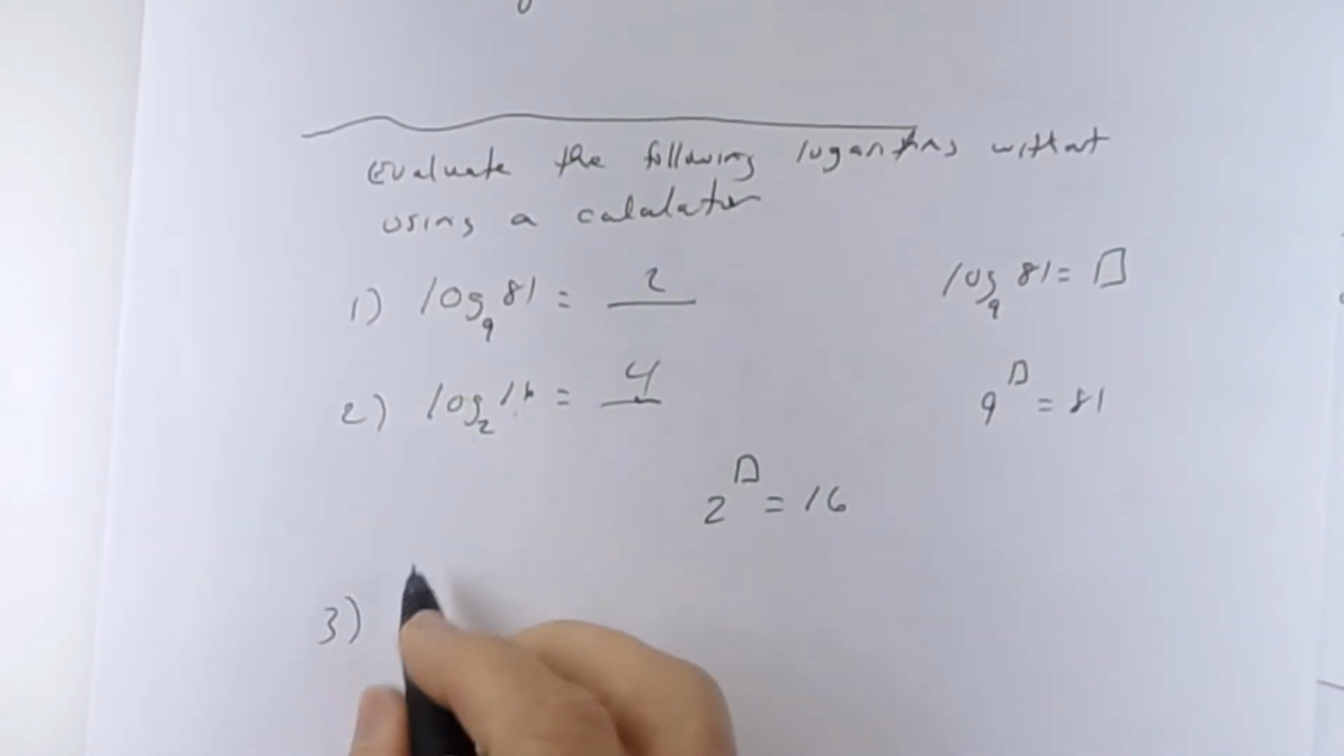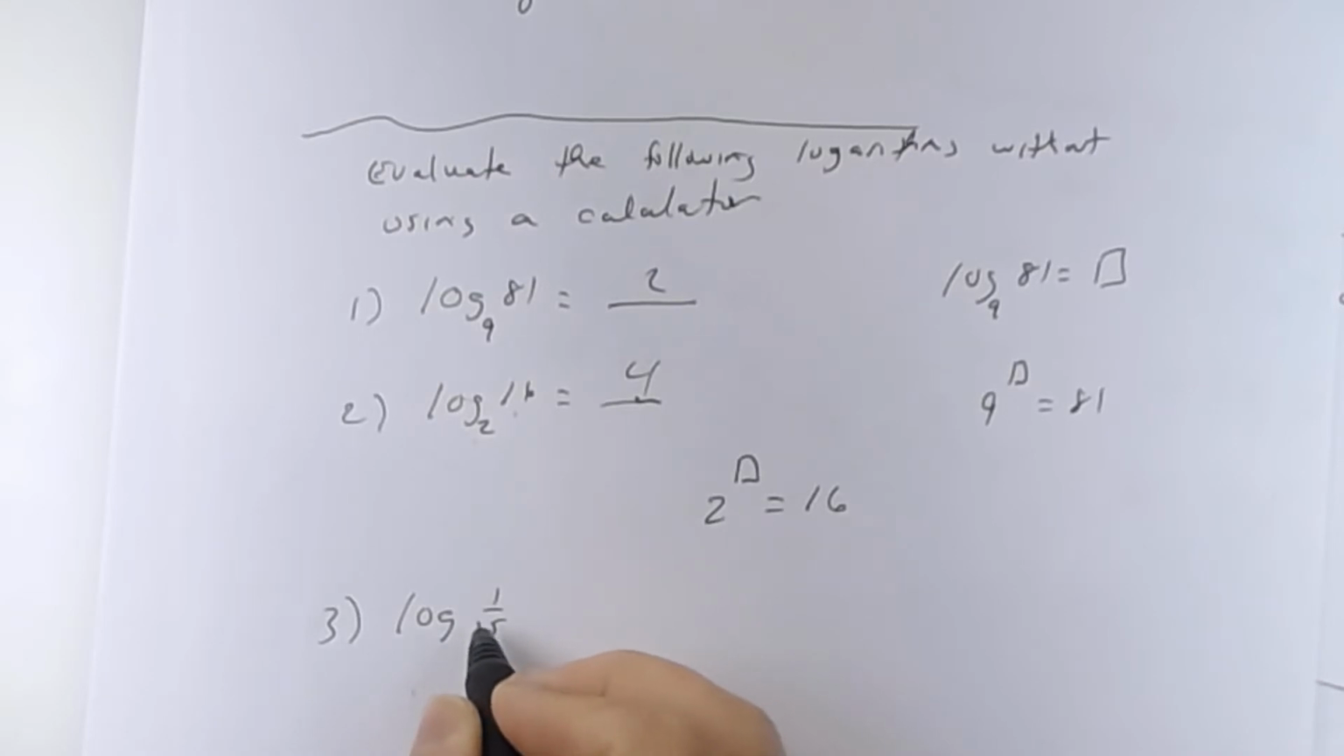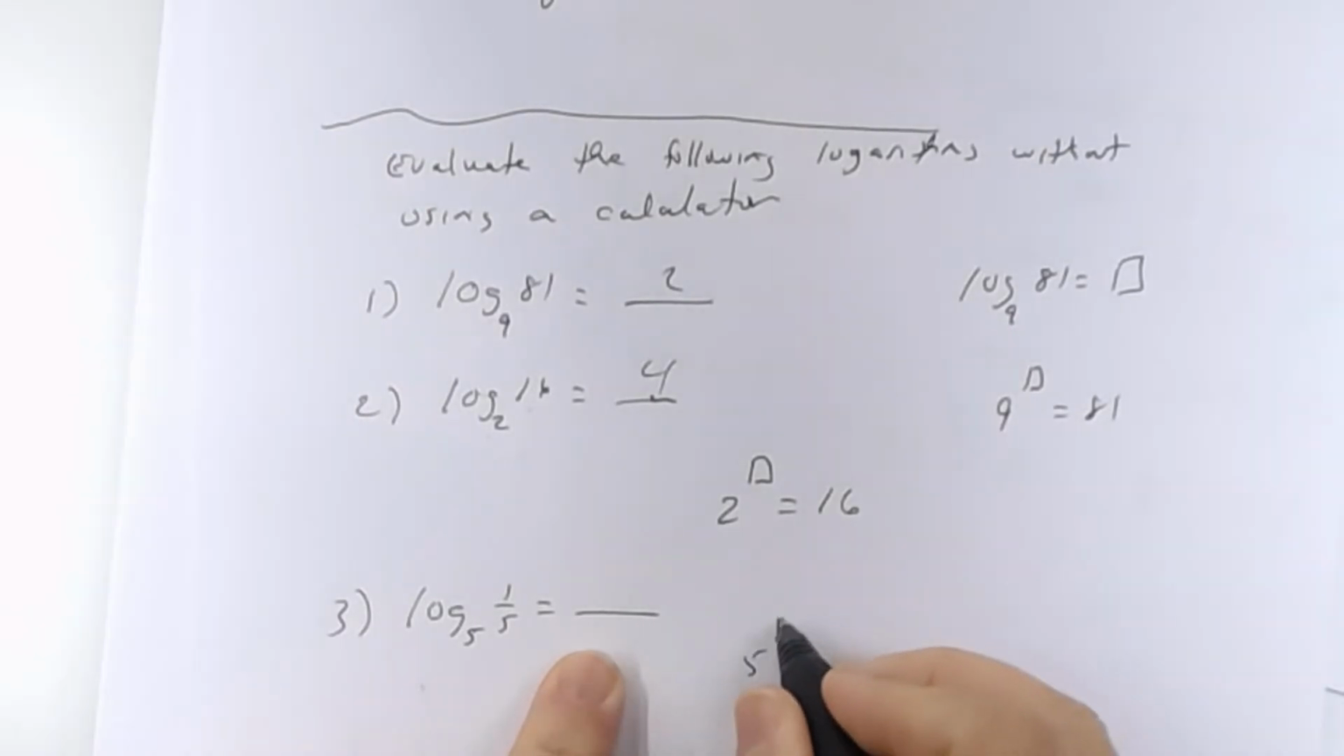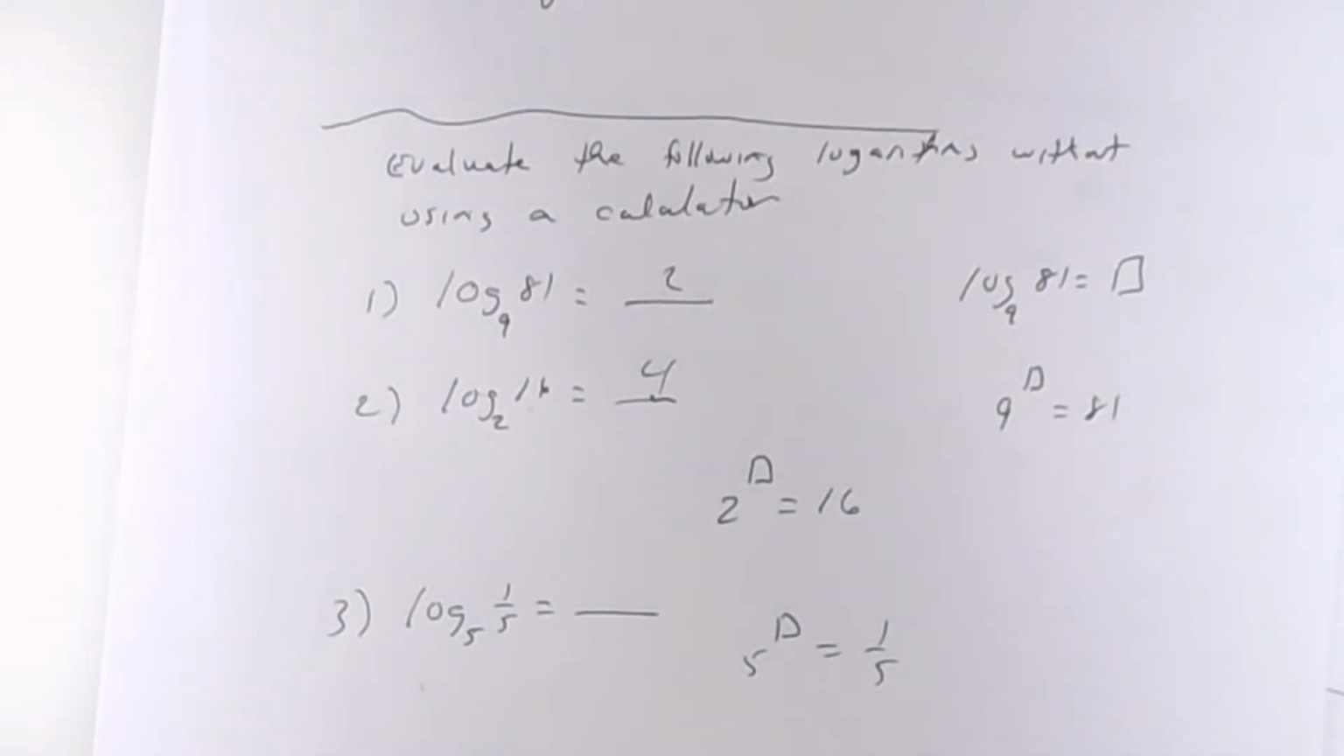Number 3. Log of 1/5 base 5 equals blank. 5 to the first power is 5. What goes in that blank? So remember, let's first of all rewrite it. You're going to say 5 to the box equals 1/5. Now, obviously, you know that's not 1, right? Because 5 to the first power is not 1/5. 5 to what power is 1/5?